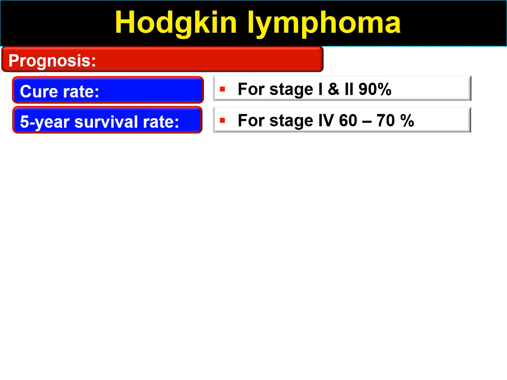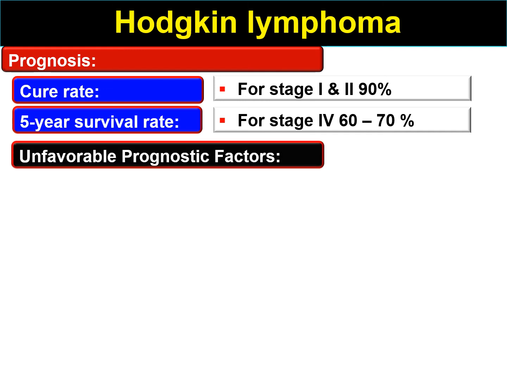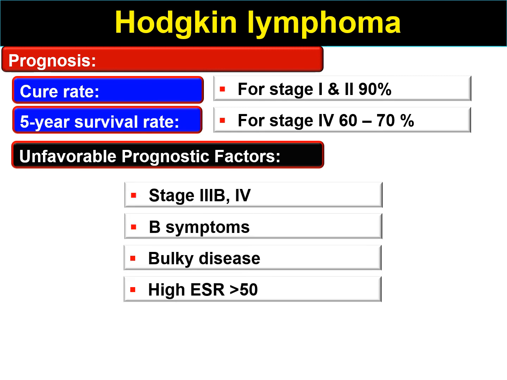Hodgkin lymphoma has a good cure rate for stage 1 and 2, about 90%, while the 5-year survival rate for stage 4 is 60 to 70%. Unfavorable prognostic factors are stage 3, B or 4, presence of B symptoms, bulky disease, and ESR more than 50.